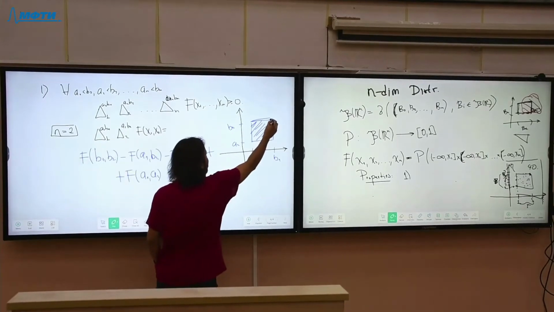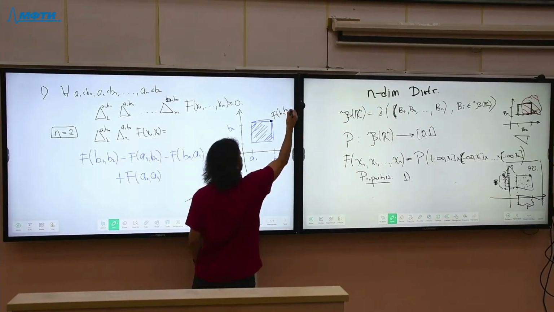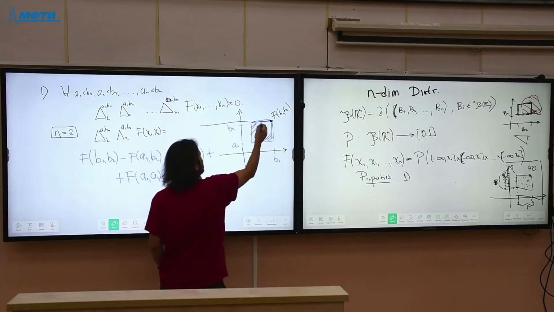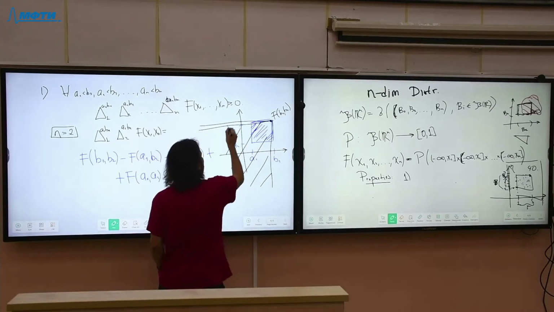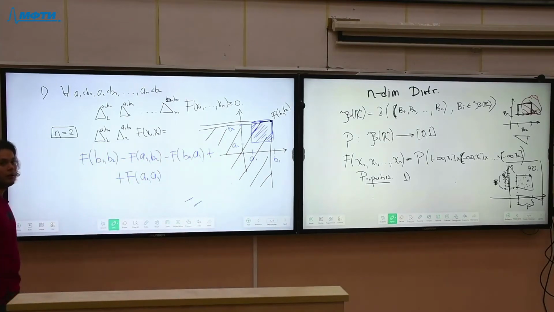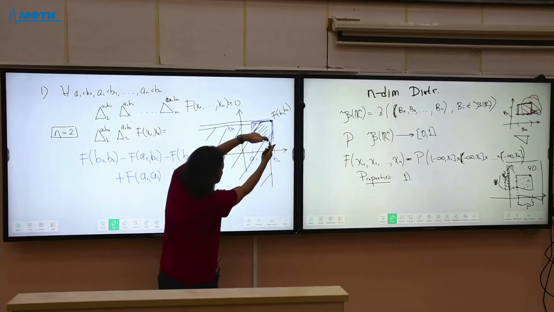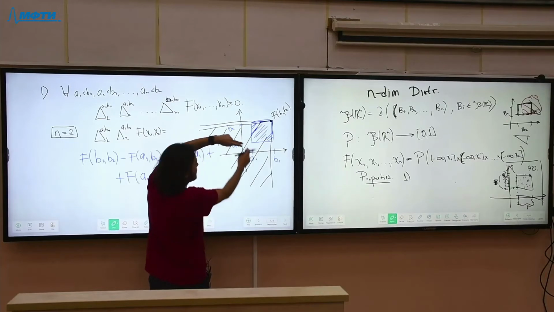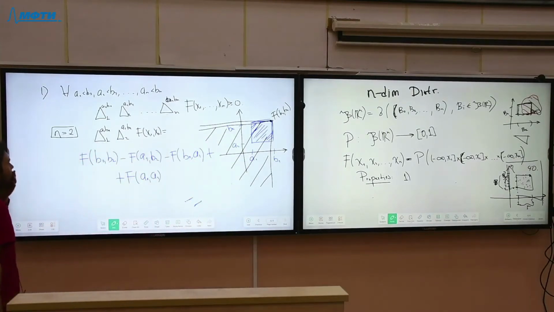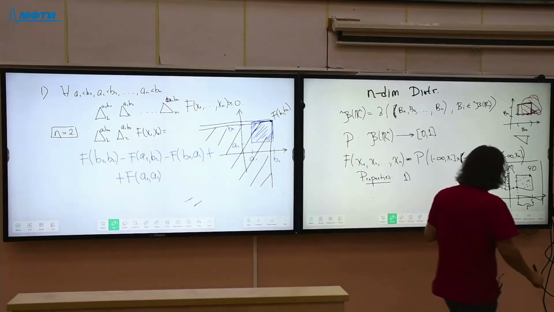Let me remind you that this f of b1, b2 is all this area. Yes. All right. So we have this area minus this one, minus this one, plus this one, because we subtract these 2 times. Right. And that's it. This is the first property, and this is what we did in the previous class.